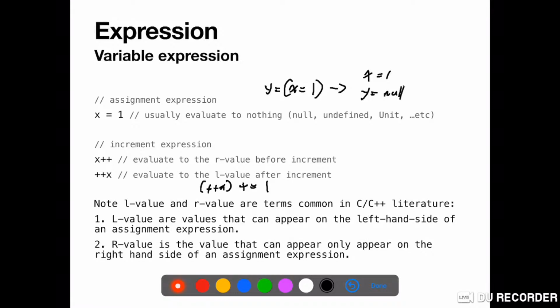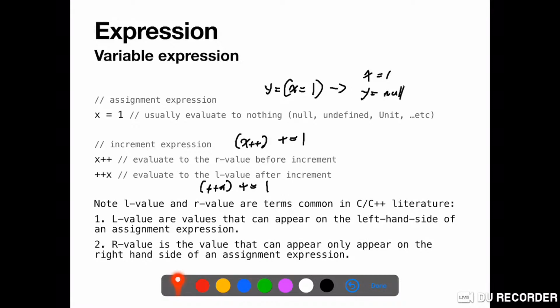Because it is an L-value, it can appear on the left-hand side. But you cannot do something like this. So that's the difference. And the reason why is actually there was a debate in C++. People were trying to argue about which one is faster. Should we write x++ or should we write ++x? Which one is more efficient?